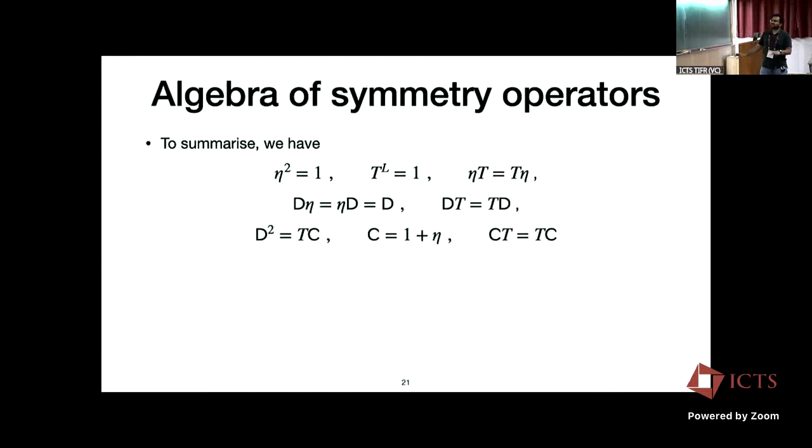So here's the summary of the symmetry operator algebra. You have the Z2 symmetry that squares to 1, translation, and you have the duality operator, and I explained how you get this fusion rule. And it's manifestly invariant under translations, and it squares to translation times 1 plus eta. We got everything without ever involving Majoranas.